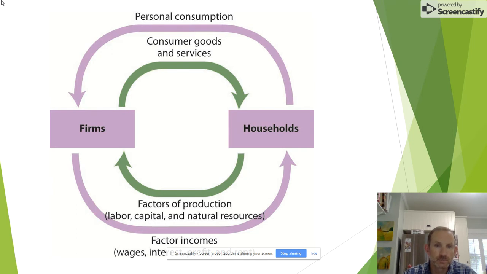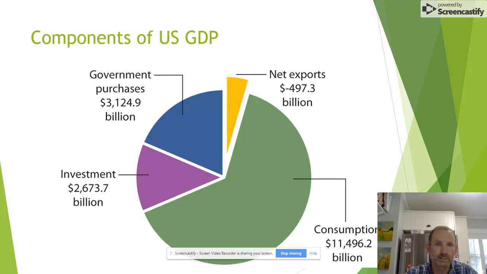You've seen this image before, but this is the circular flow, and it shows the flow of money on the outside. There are factor incomes coming from firms to households, and spending for personal consumption going from households to firms. So the outer circle is the flow of money. The inner circle is the actual flow of goods and services and factors of production. I'll come back to that point in a second.